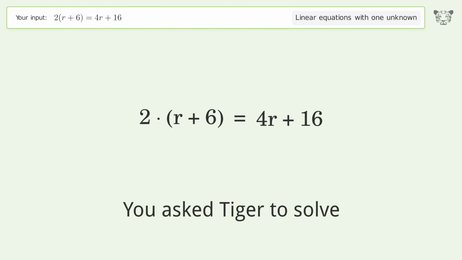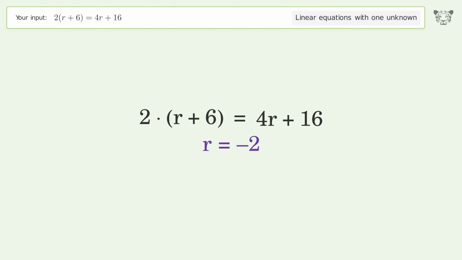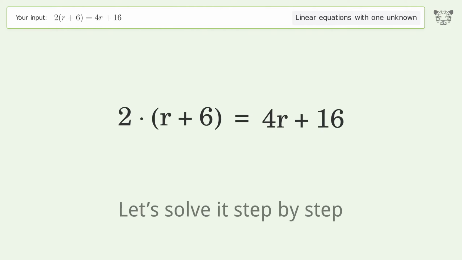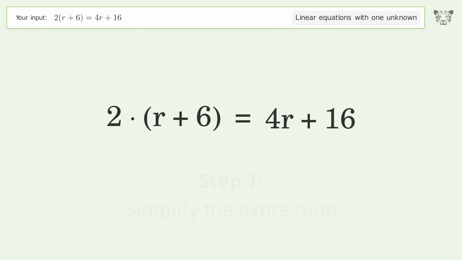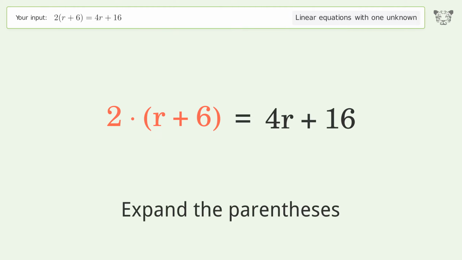You ask Tiger to solve. This deals with linear equations with one unknown. The final result is r equals -2. Let's solve it step by step. Simplify the expression. Expand the parentheses.